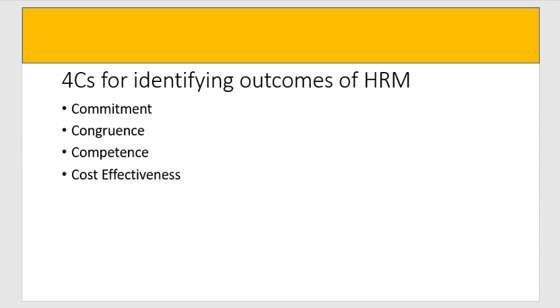Now, when we talk about HRM, a way of identifying if your human resource management systems are actually working is to look at the four C's. The four C's is from the Harvard model, and we'll be looking at it in subsequent videos as well. But the four C's talk about the outcomes that the HRM should be achieving, and we can use this as a measure of success of HRM systems. Commitment. Are your HRM systems able to get commitment from the employees in your company?